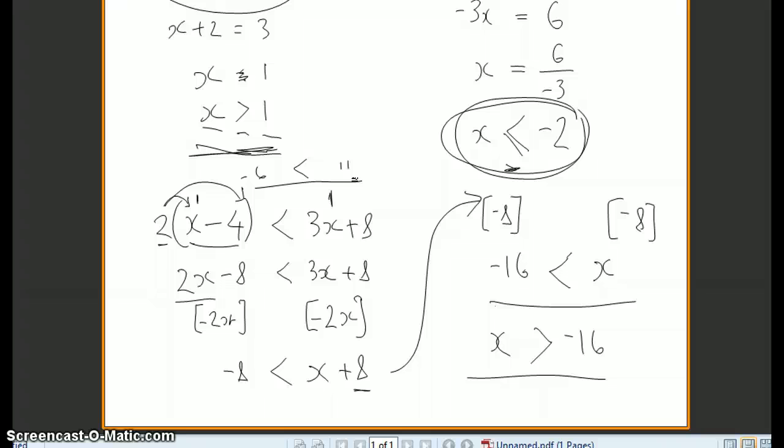If the question has an equal sign there, you just carry on the equal sign everywhere, right? If it doesn't have an equal sign, you just deal with the greater than or less than sign all the way through.